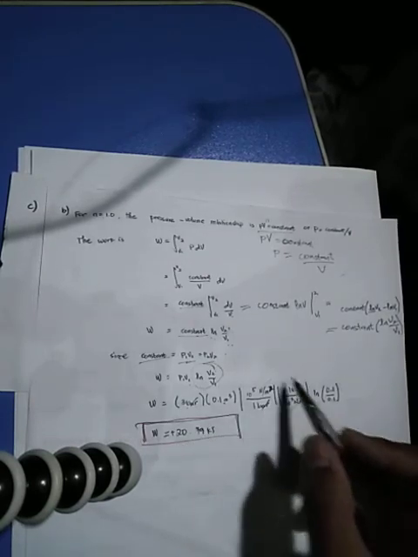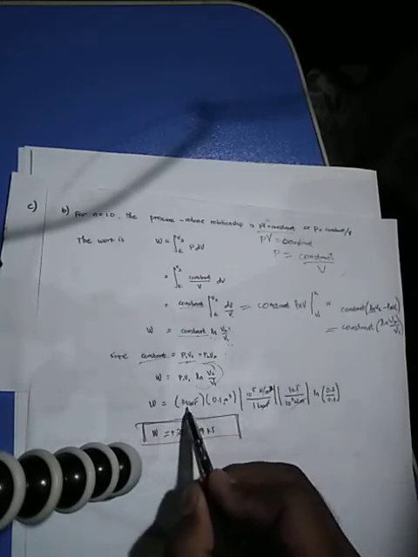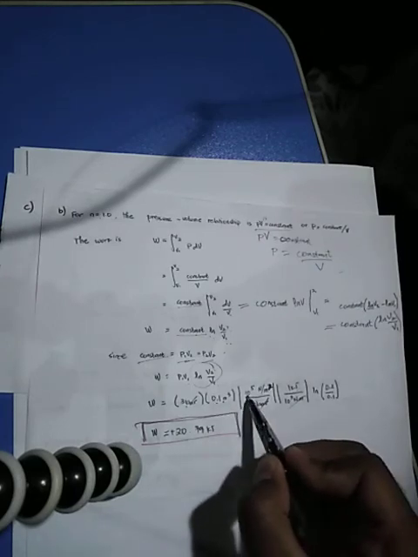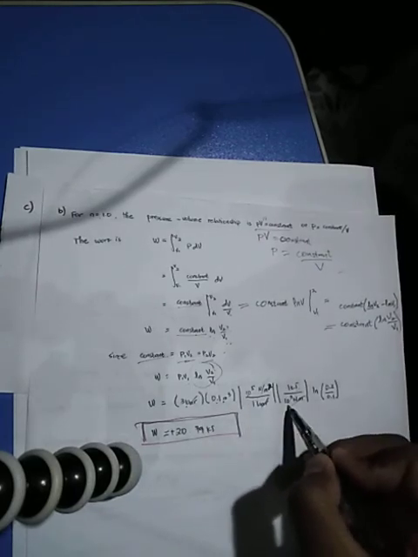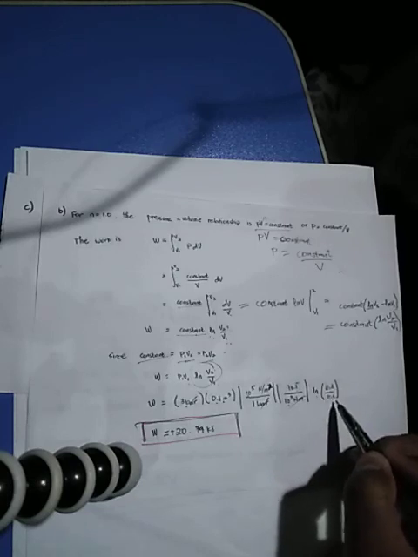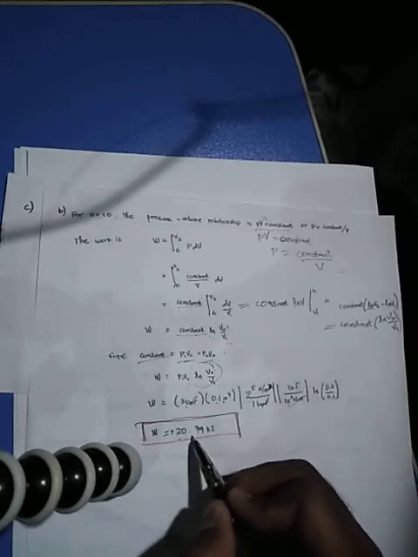So, the resulting is, calculating this as a whole, we have 3 multiplied by 0.1 multiplied by 10 to the power of 5 divided by 10 to the power of 3 multiplied by ln of 0.2 over 0.1. The resulting is 20.79 kilojoule positive. Okay, so yun. Ito yung final answer natin for letter B.